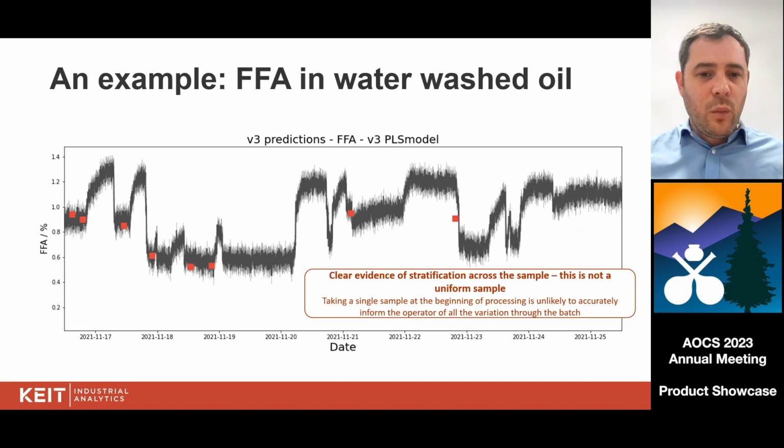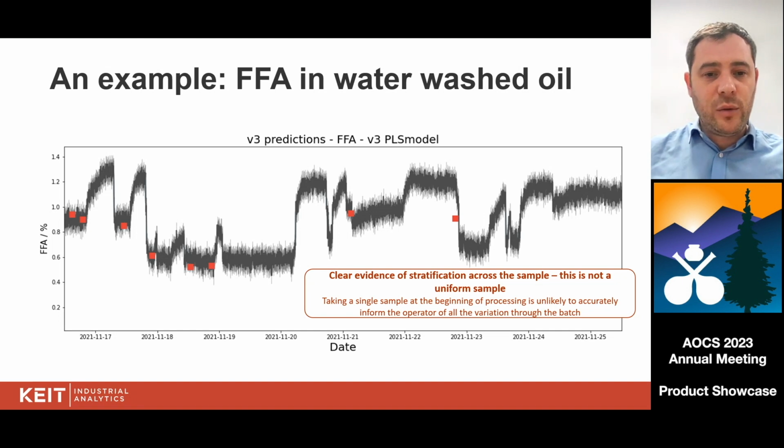Free fatty acid in water washed oil. So this is real process data from a real refinery where they're measuring the free fatty acid over time. You can see this is just over a week's worth of data, and they have different batches that have come through, and they take samples off to the lab to do a titration, and we've made continuous measurements.